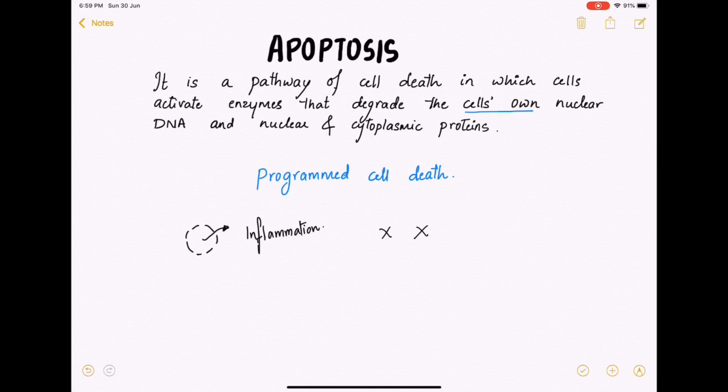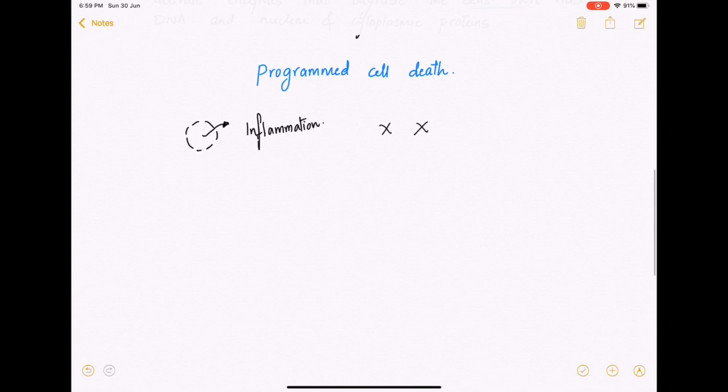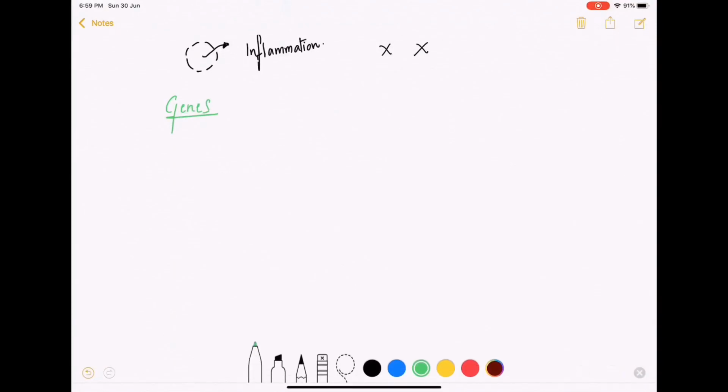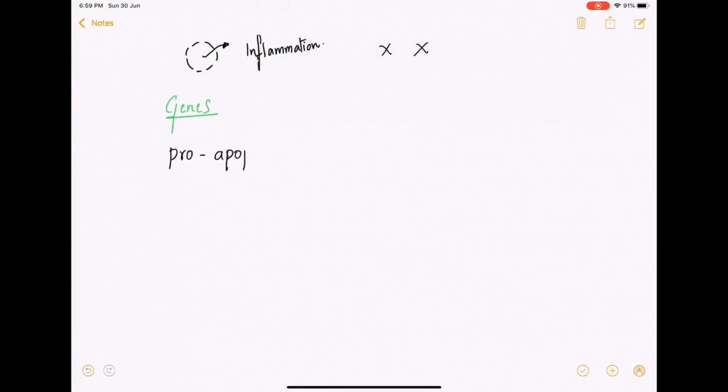Now, when I say it is programmed cell death, what is programming this? They're genes. Genes are programming this. So let's talk about the pro-apoptotic and anti-apoptotic genes. Pro-apoptotic genes are the ones which increase apoptosis. So here we have the P53 gene, BCLXS gene, BAK gene, and BAX gene. These are important examples that we should know.